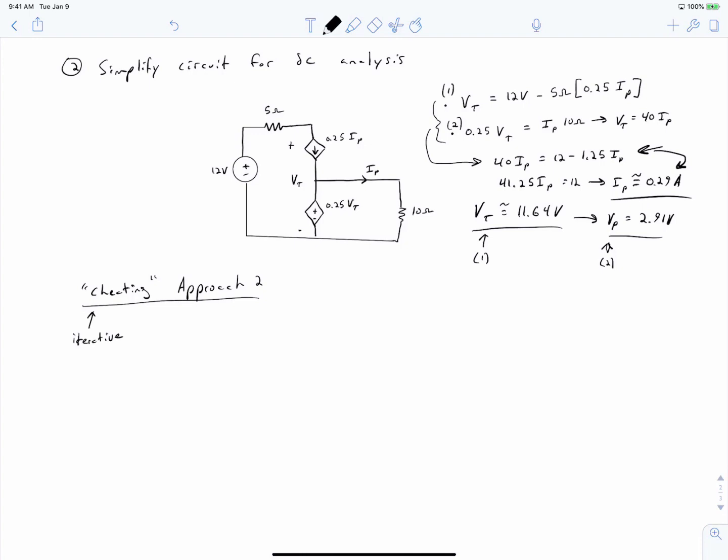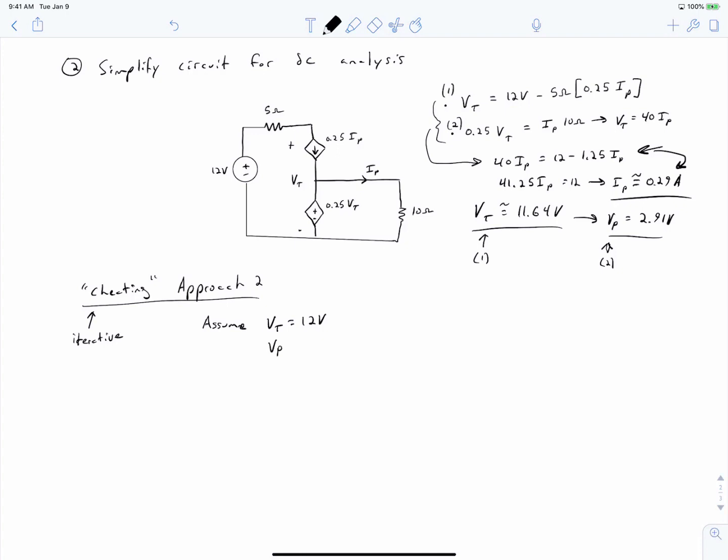And in this case, we say that we can figure our throw voltage is going to be pretty close to our source voltage. So let's just start by assuming that VT is equal to 12 volts. Let's see what we get for our throw current and pole voltage expressions.